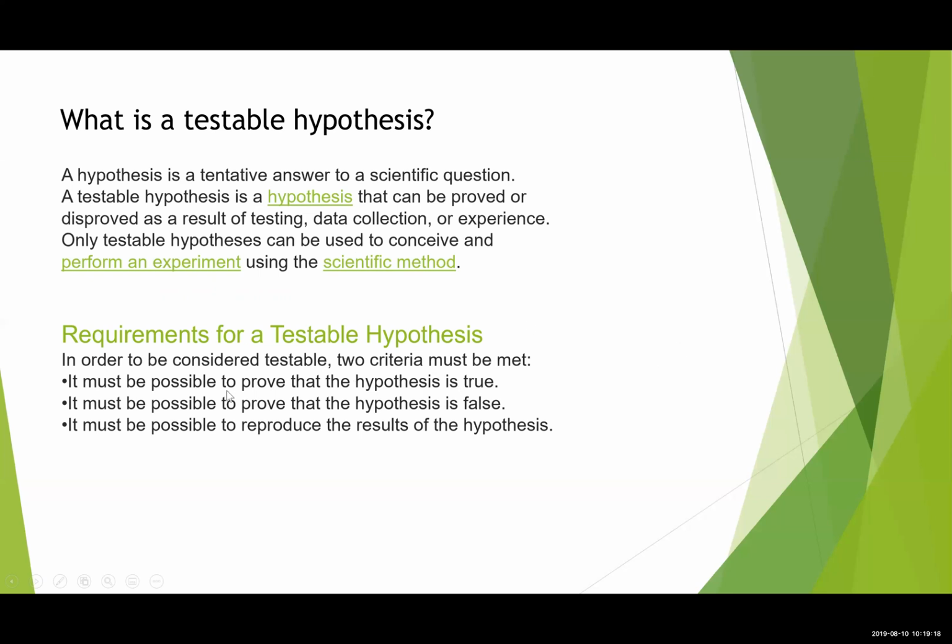In order to be a testable hypothesis, 2 criteria must be met. It must be possible to prove, or we should say support, if we're going to use better terminology, that it's true, or we must be able to support that it's false, or at least say it can't be supported as true. It must be possible to reproduce the results of a hypothesis. That matters. If you can't reproduce the results of your hypothesis and experiment, then you can't say that it wasn't a fluke, that the next 5 times you do the experiment, you're not going to get a different result.